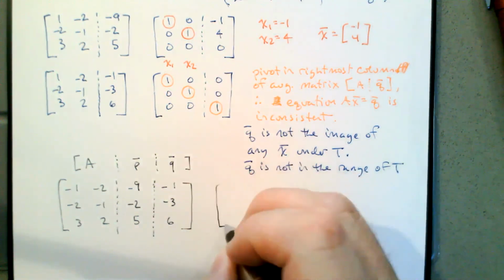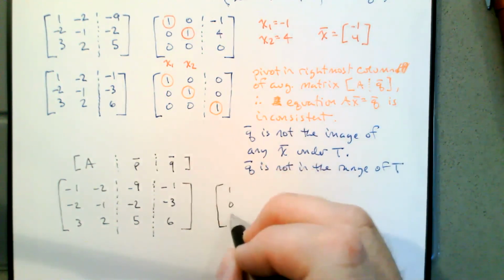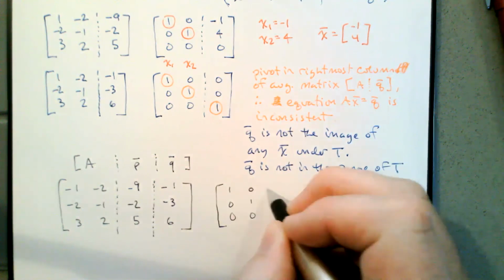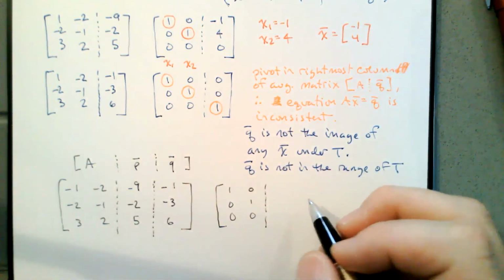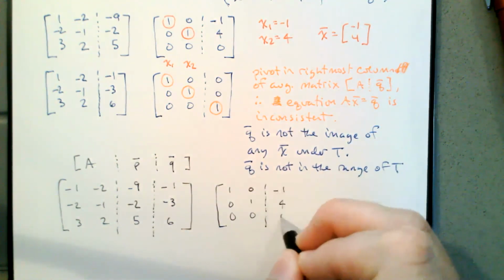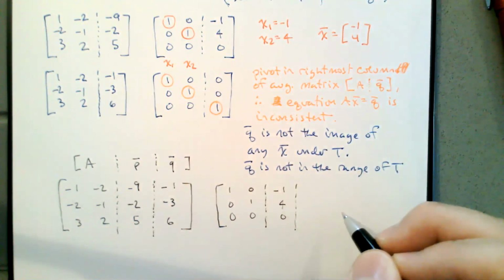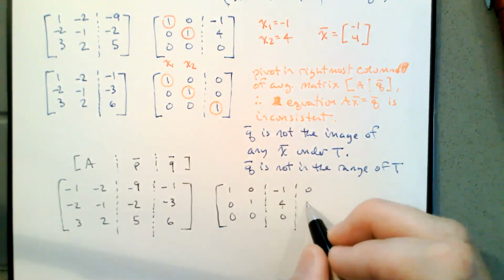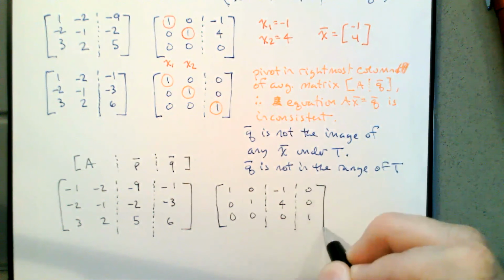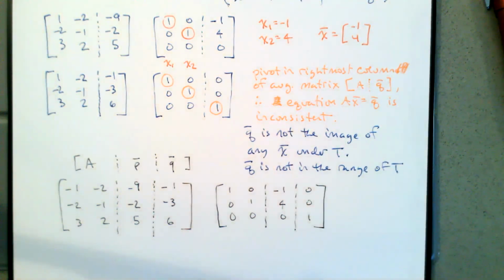So I have a reduced echelon form of 1, 0, 0, 0, 1, 0. The first rightmost column will be -1, 4, 0. And then the second rightmost column will be 0, 0, 1. So if you know you're going to be solving with the same set of row operations, just do all your operations at once.